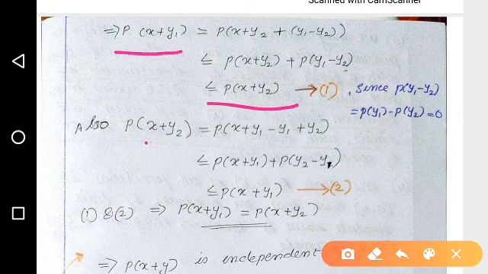Similarly, we can prove that P of x plus y2 is less than or equal to P of x plus y1, by equations 1 and 2. It is clear that P of x plus y1 is equal to P of x plus y2, that is P is independent of that y. So y1 and y2 are two arbitrary elements. We can prove that for any y belongs to E naught, P of x plus y is the same.